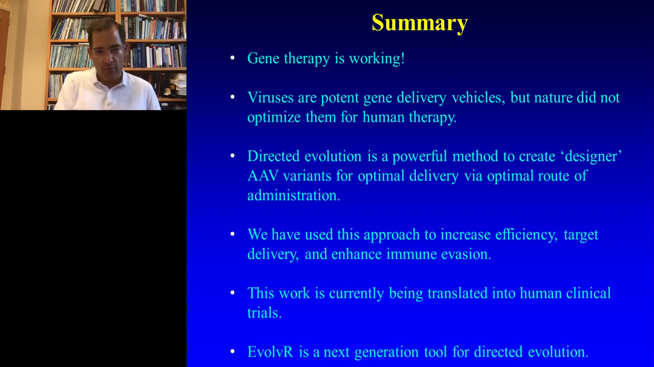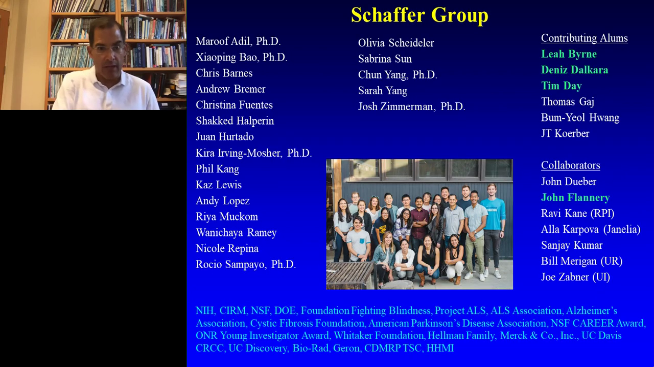targeted versions of these AAVs, in other words, designer viruses that can mediate delivery to any cell or tissue target in the body. And we've used this approach to fundamentally reprogram the properties of these viruses to increase their efficiency, target delivery, and in work I didn't talk about today, enhance the capacity to evade the immune system. We're currently translating this into human clinical trials, as well as working on next generation tools such as Evolver to be able to, in principle, evolve any target DNA inside of a cell, including, for example, a capsid.